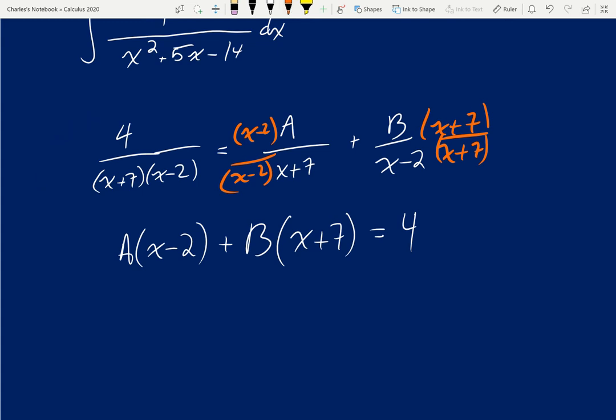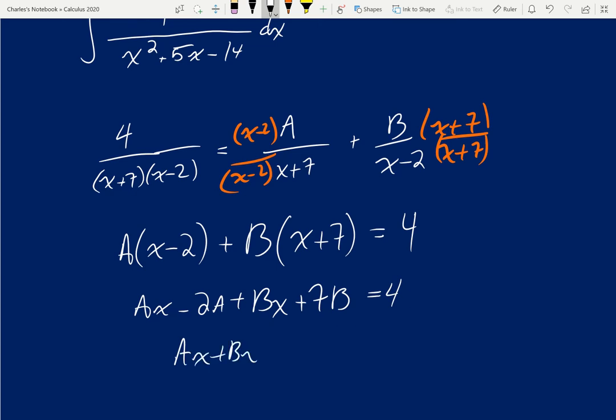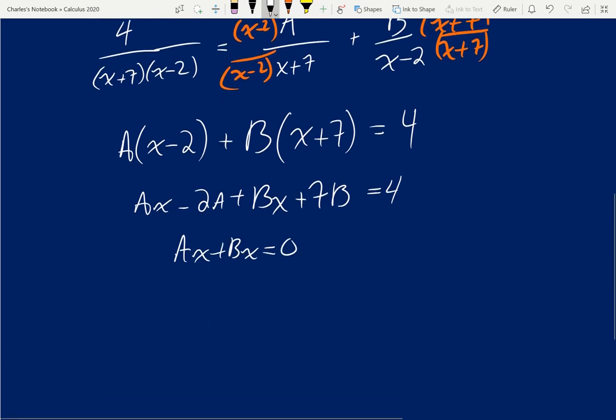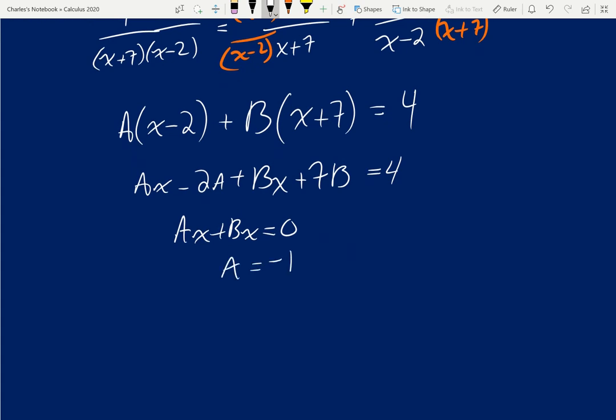Okay, so then I go on and I get ax minus 2a plus bx plus 7b is equal to 4. Notice there's no x. There's no term with an x in here. So this is only going to be true if ax plus bx is equal to 0 for all x, which means a is equal to negative b.